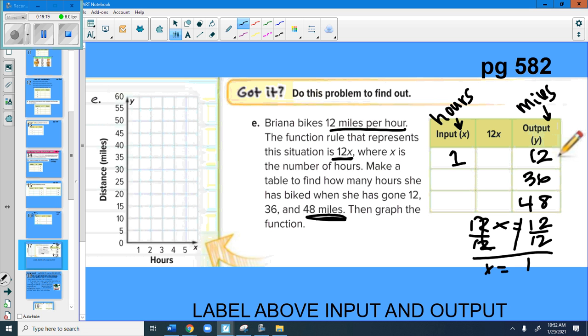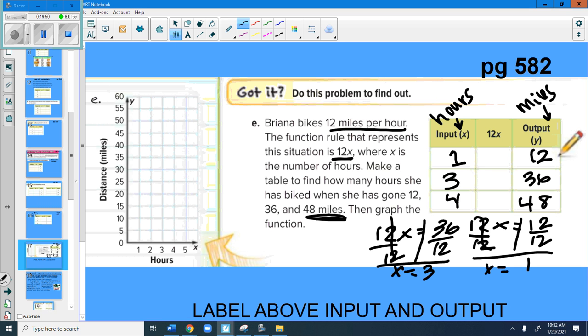Good. So the next one is the rule, 12x equals 36, divide by 12, divide by 12, x equals 3. So what does this row mean? Yep, 36 miles in 3 hours. And then the last one is going to be 4. Good. Not a bad idea to fill in that middle row too, to check your work. Now it says, then graph the function.